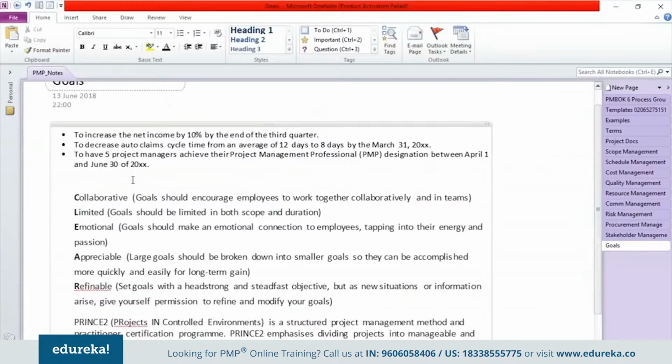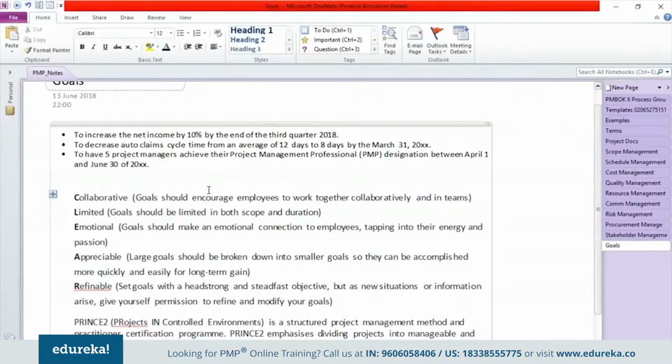Now, there are certain examples here. These are a bit specific examples. To increase the net income by 10% by the end of third quarter 2018, for example. So by this goal, I would get better clarity in terms of what is the expectation. In this goal, it's very clearly mentioned that we have to focus on increasing the net income. By how much? By 10%. By when? By the third quarter. By which year? 2018. So we could be a bit more specific over here, right?